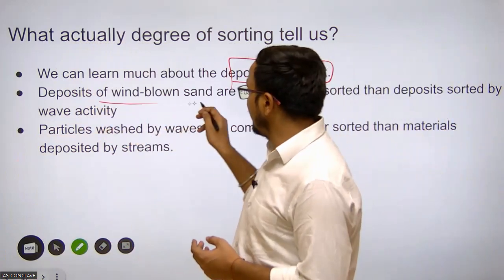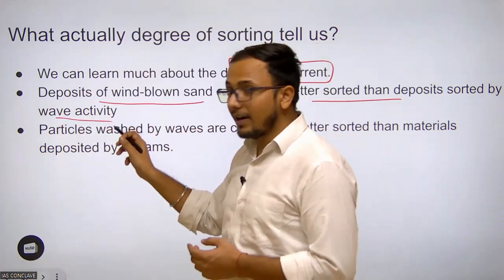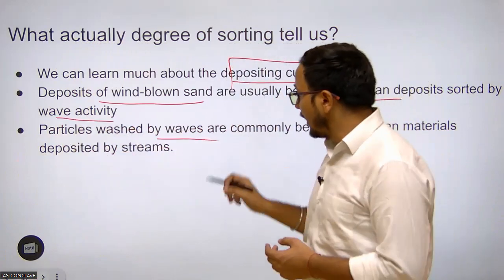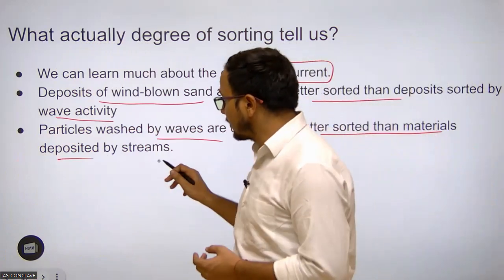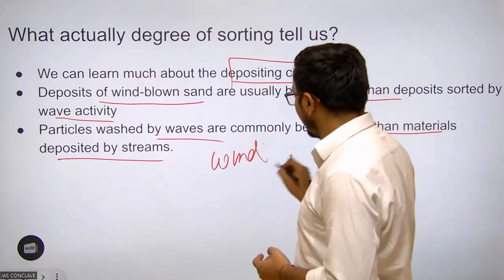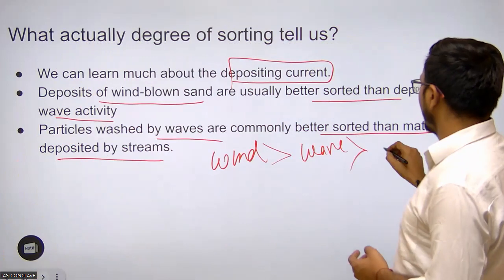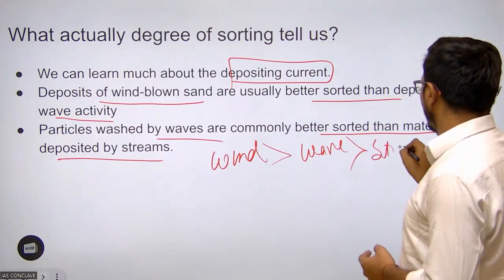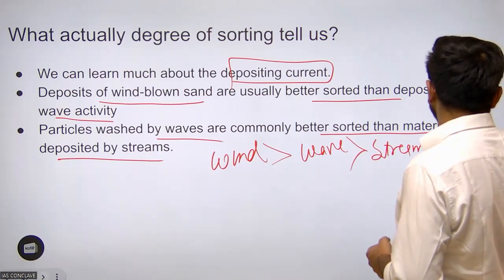Deposits of wind-blown sands are usually better sorted than deposits sorted by wave activity. Particles deposited by waves are commonly better sorted than materials deposited by streams. So here we can see that wind has the highest sorting power, then waves, then streams, then glaciers.